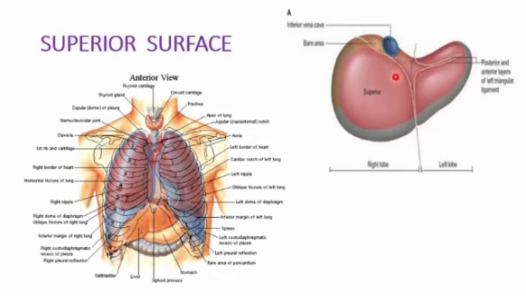Bare area of liver. If you see the relations, this is the in situ relation in the human body, how the liver appears. Here you can see the diaphragm, this one, and you can see the lung as well as the pleura. This superior surface is in relation with the right lung, right pleura and diaphragm, and in the left part, you can see it is separated via the diaphragm from the pericardium of the heart.